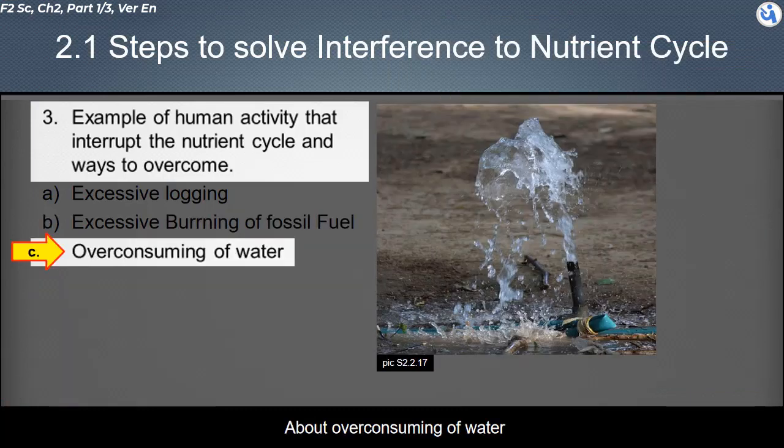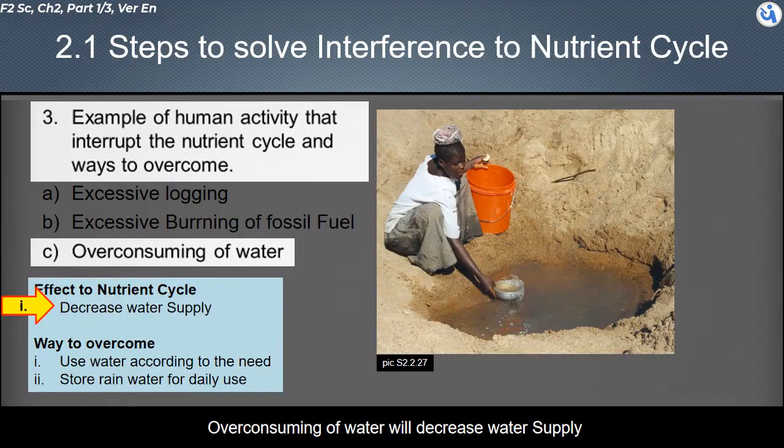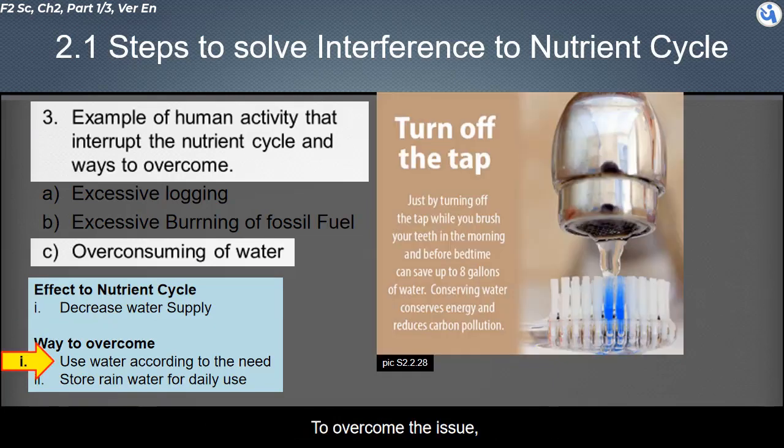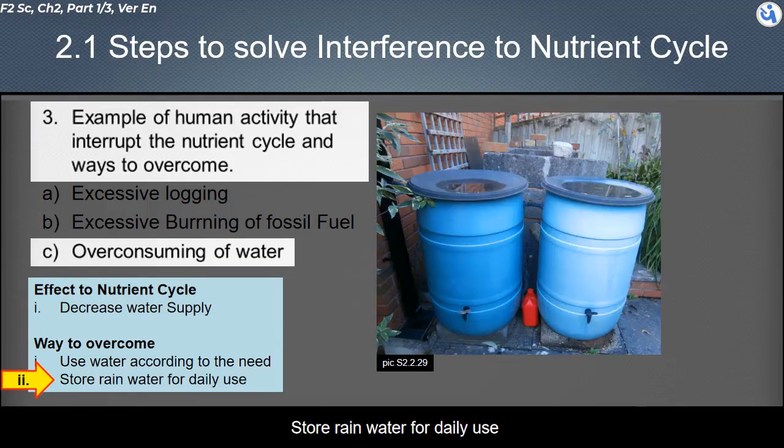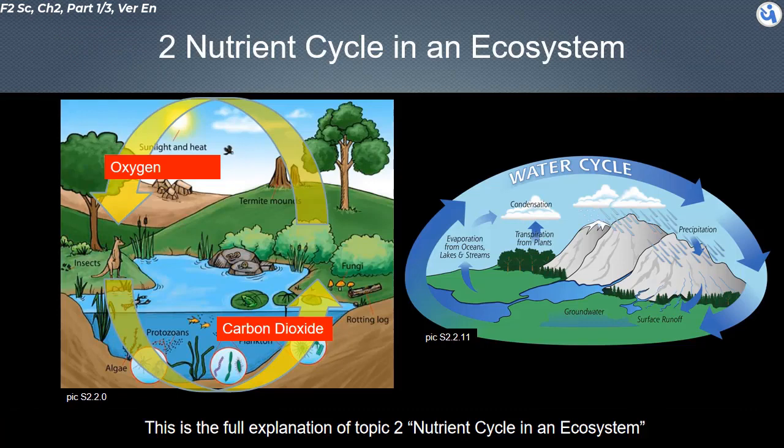About overconsuming of water. Overconsuming of water will decrease the water supply. To overcome the issue, we can use water according to need and store rainwater for daily use. This is the full explanation of Topic 2, Nutrient Cycle in an Ecosystem.